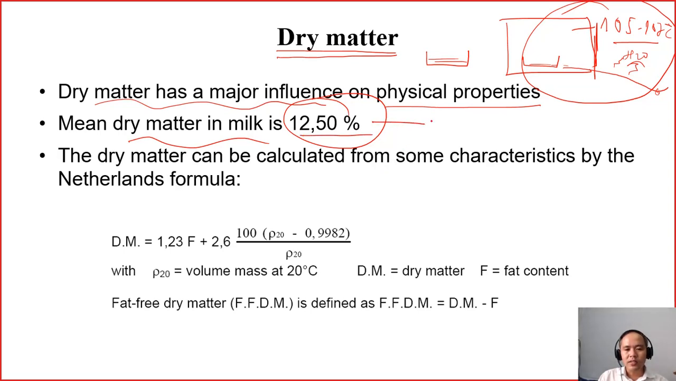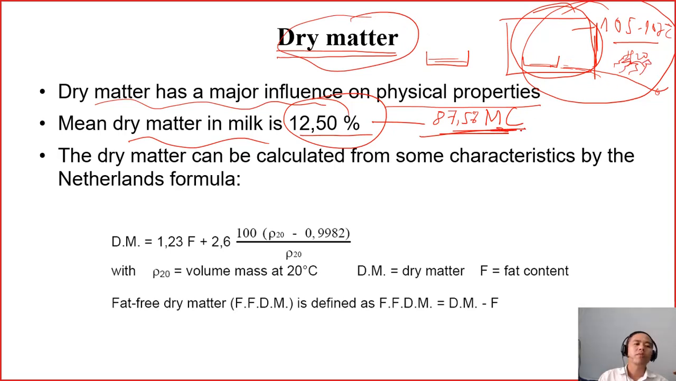So the other part, 87.5%, would be the moisture content. Okay, when we dry it like this, the remaining is called dry matter, and the part that is removed is called moisture content. We already know the moisture content of milk. Dry matter content can be calculated from some characteristics by the Netherlands formula. I mean, there is a formula to estimate dry matter content of milk based on the fat content and the density of that milk at 20 degrees C.